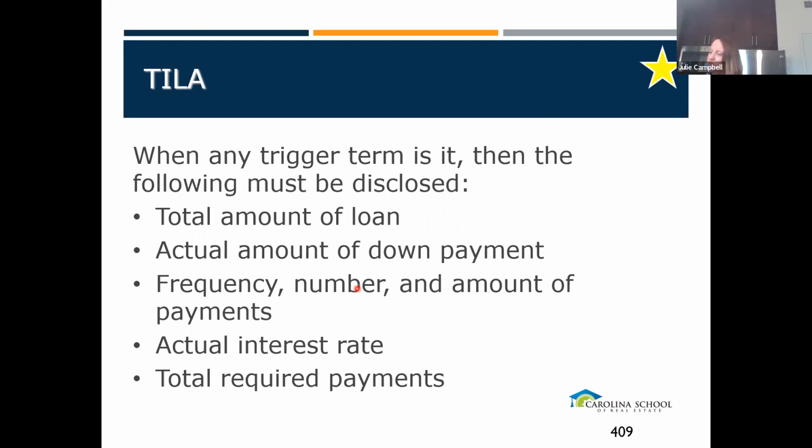So once a trigger term, a specific number, is used, then the lender in their ad needs to disclose. There you go, fast-talking auctioneer. Yeah, I'd love to learn how to talk like that.